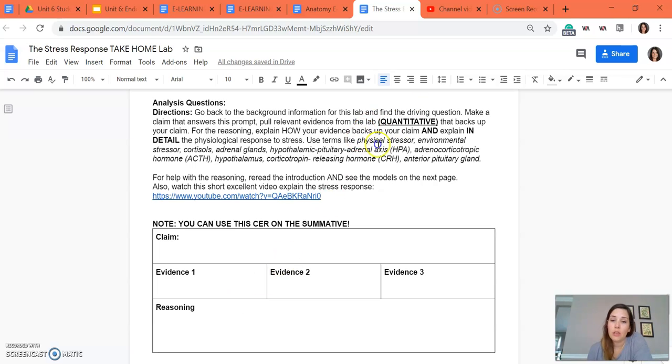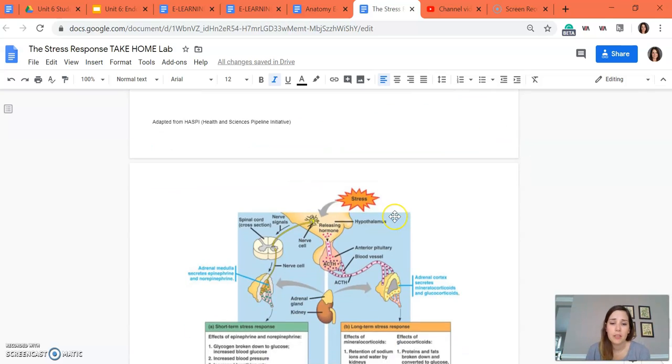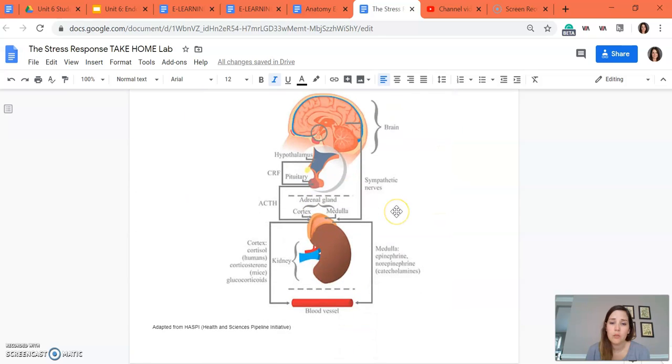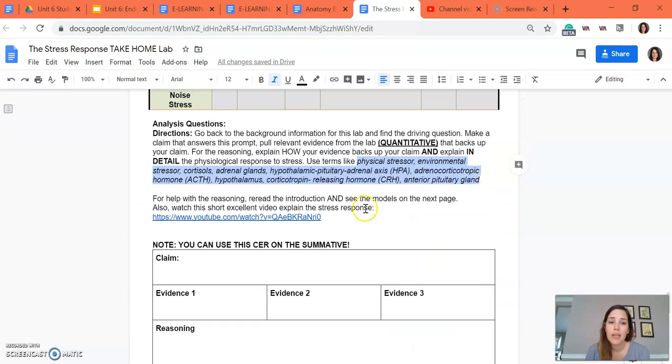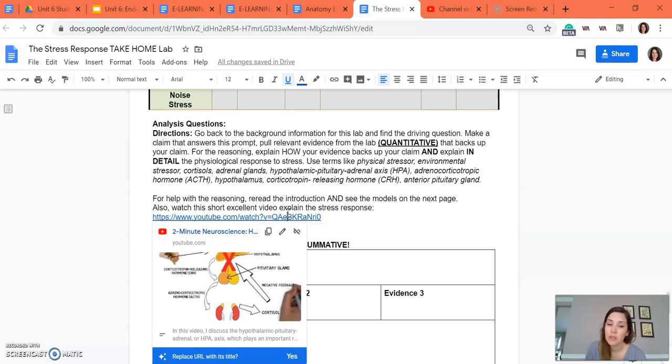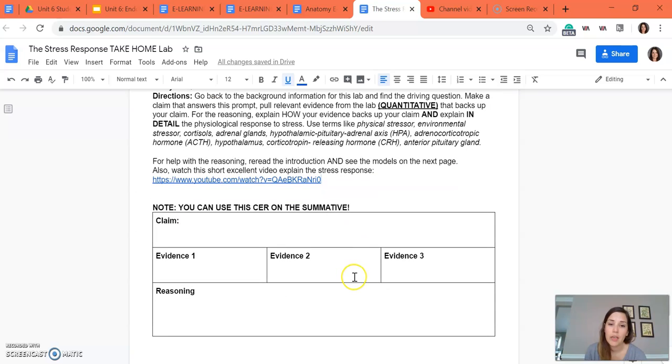You're going to need to use these terms right here that are italicized. I know this looks overwhelming at first. To help with this, go back and reread the introduction. See the models that are on the next page, this one and this one. Take some time, explore those models. And then also this YouTube video right here. It's a 2-minute video that explains the stress response. It's really, really good. So watch those and kind of make understanding of how our bodies respond to stress, and what our bodies do.